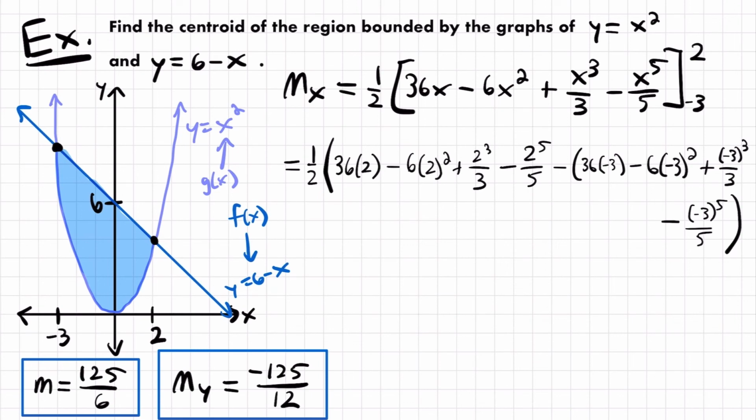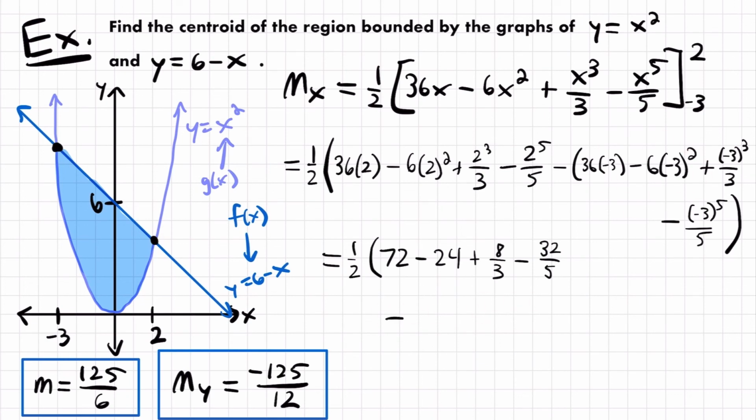All right, and so if we simplify, this will be equal to 1/2 times 36 times 2, which is 72. So we'll have 72 minus 6 times 2 squared. 2 squared is 4, and 4 times 6 is 24. So we have minus 24 plus 2 cubed divided by 3. So we have 8/3 minus 2 to the 5th power divided by 5. And 2 to the 5th power is 32. So we'll have 32 divided by 5. And then I'm going to write the rest of these terms beneath here.